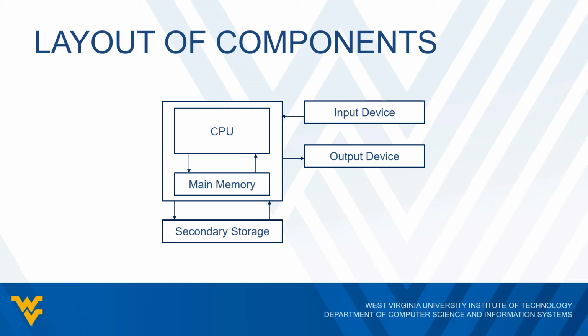So we see that they interact with each other. We have these arrows that show how they interact. With main memory, it sends either data or an instruction to the CPU. It does something and it sends it back to the main memory.